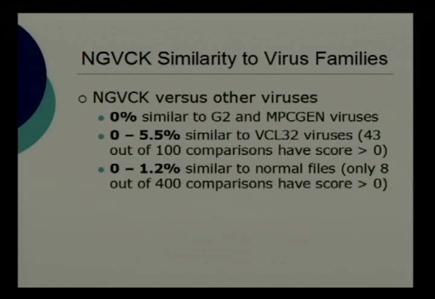Very surprisingly, ENVIC viruses had 0% similarity to both G2 and MPC-gen viruses. And to VCL32 viruses, they're only 0 to 5.5% similar. More surprisingly is the comparison to normal files, because we did 400 pairs of comparison, and we only found 8 pairs that have some kind of score, which are as low as 0 to 1.2%.